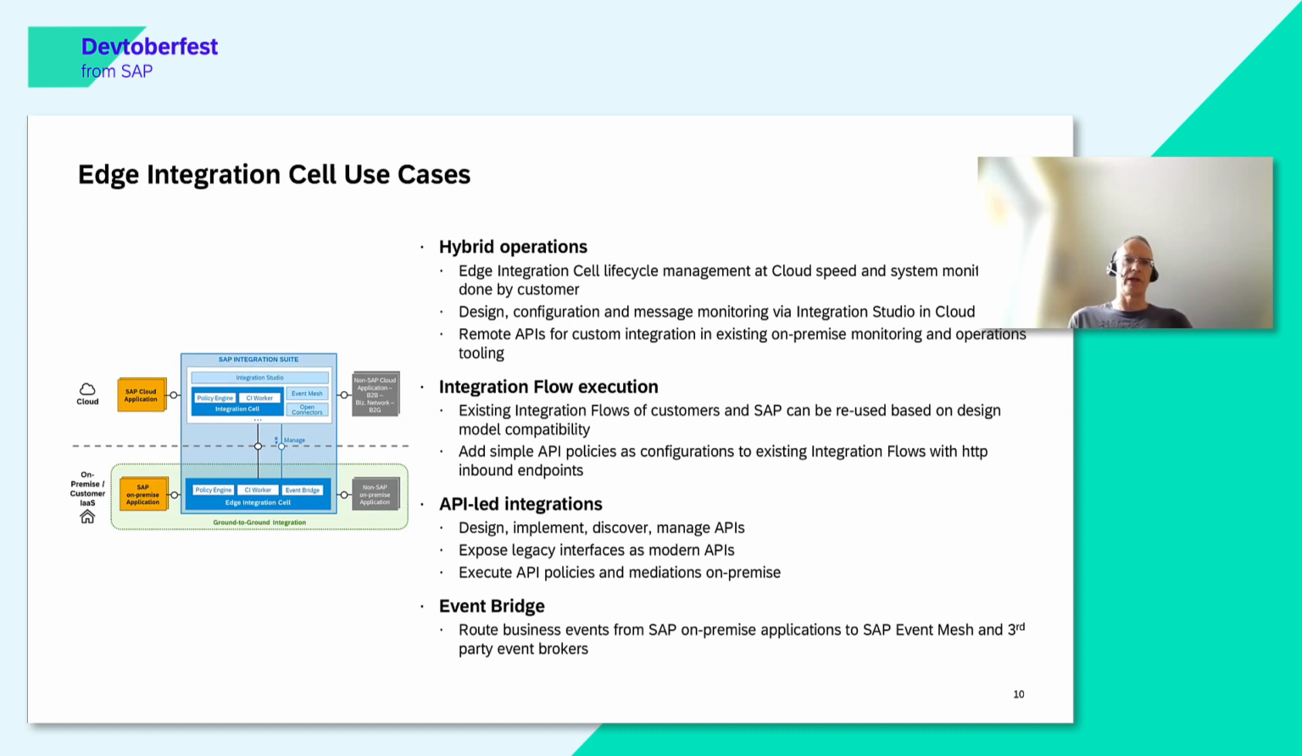Another use case which we also see evolving is that integration suite is also extended with eventing capabilities, event routing and things like that. And the edge integration cell can then be leveraged also for event routing to SAP applications on the edge and for making this event integration come to life, so to say, also on the on-premise side.